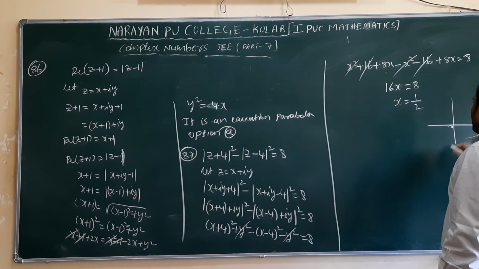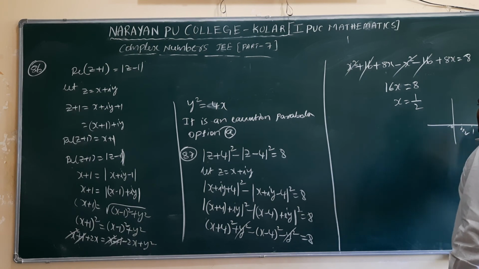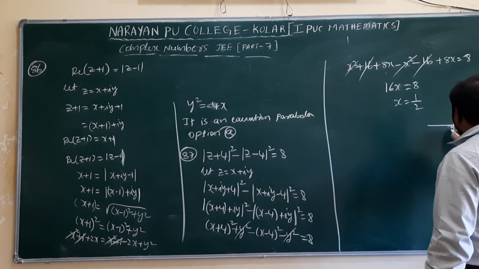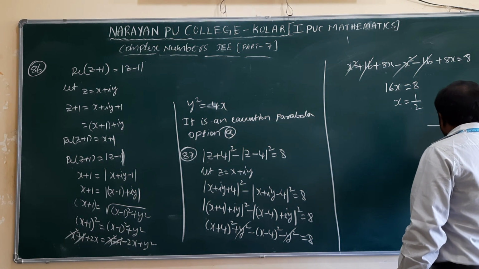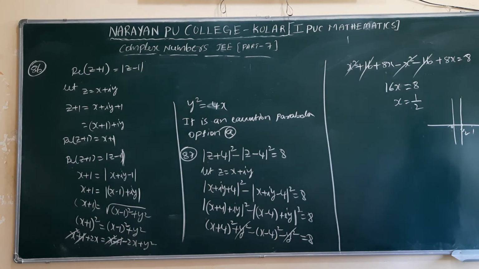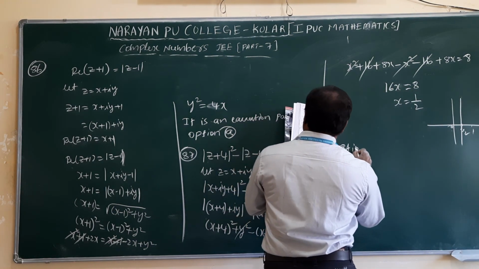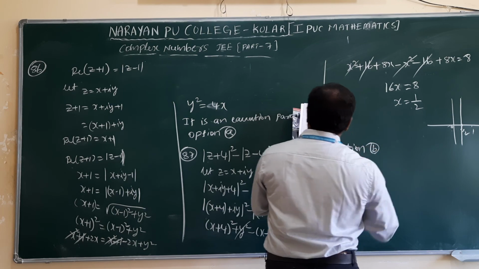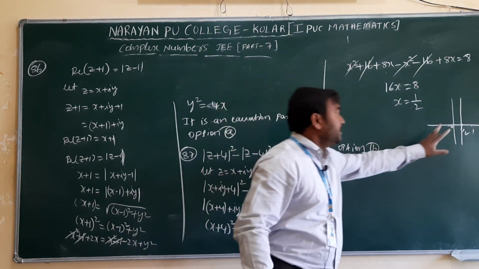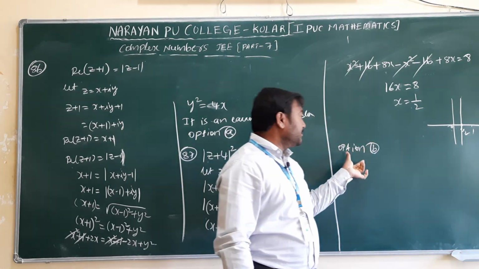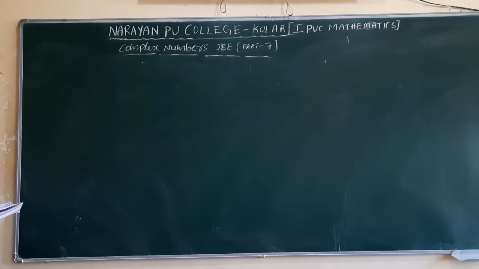So from the origin, the point 1 by 2, 0.5, like this. The value x is equal to 1 by 2 is a point with x, y value 0. So here the line is parallel to the y axis. Option B is the correct option, because it is a straight line parallel to the y axis. Here option B is the correct answer.